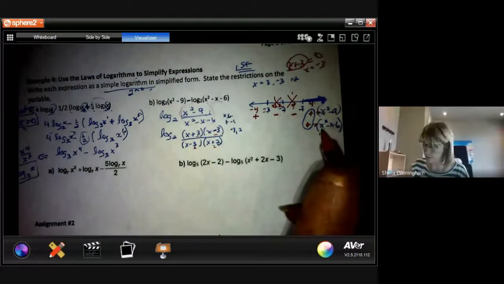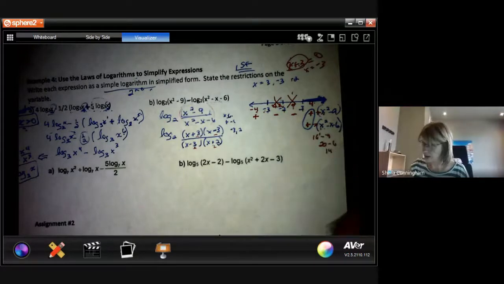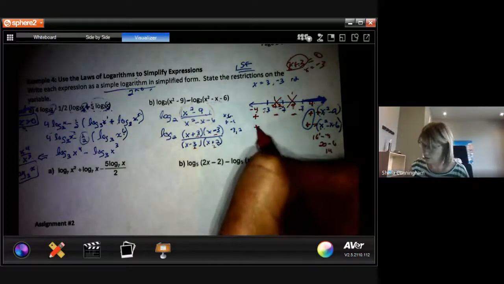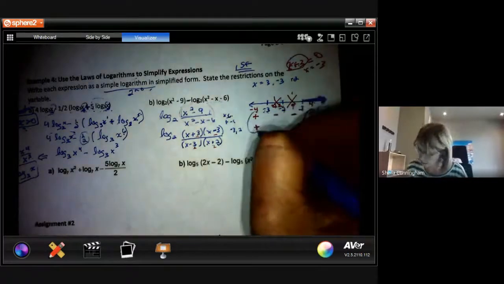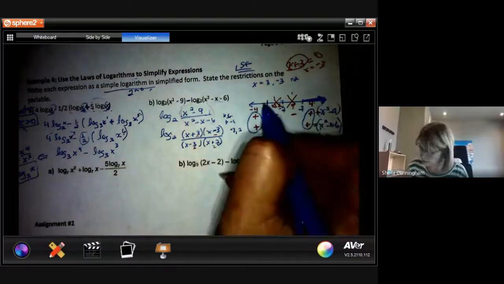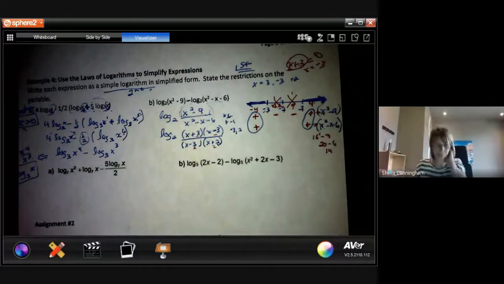So now on the bottom, I'm going to put a -4 in for x. And that's going to give me a positive 16. So that I'm good there. Minus, I've got a -4. So 16 minus a -4 is going to give me a 20. And then I minus a 6, which is going to give me a 14. So that one is looking good. That one's giving me a positive. So now I have another section. So I've got that section right here that also works for my restrictions.